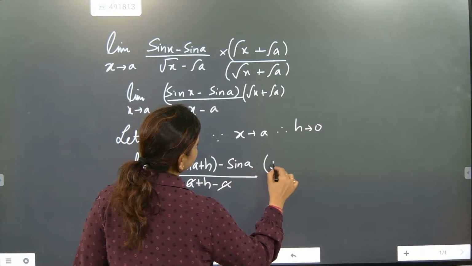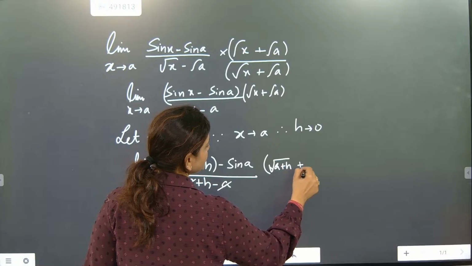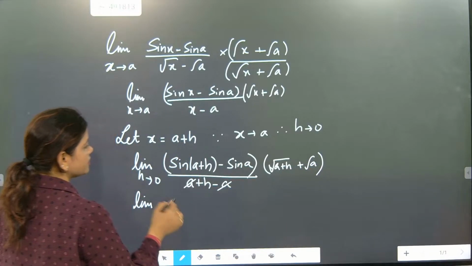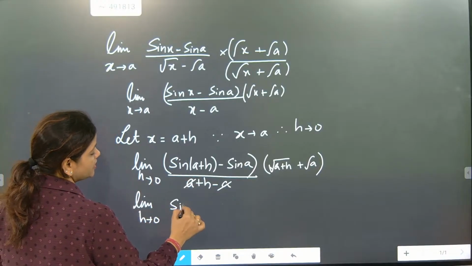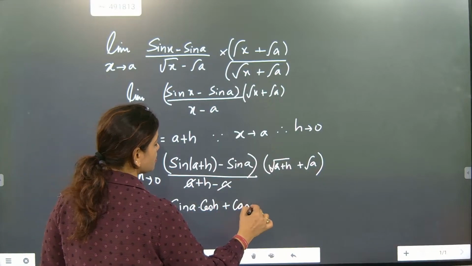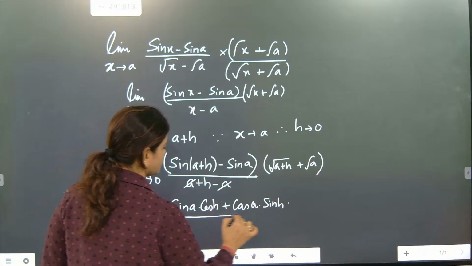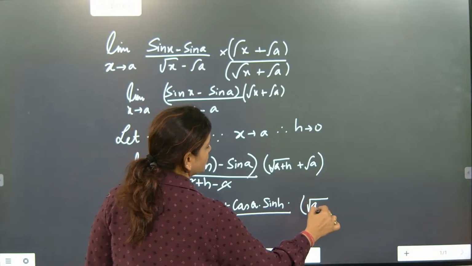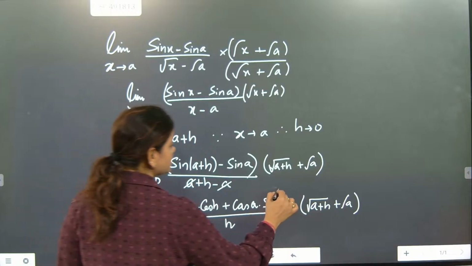This section is root under x. Now x will become what? A plus h plus root under a. Okay. Now this part you keep in bracket. Now h tends to 0, sine a plus b, that is sine a cos b plus cos a sin b, by h, root under a plus h plus root under a, and here minus sin a is there.